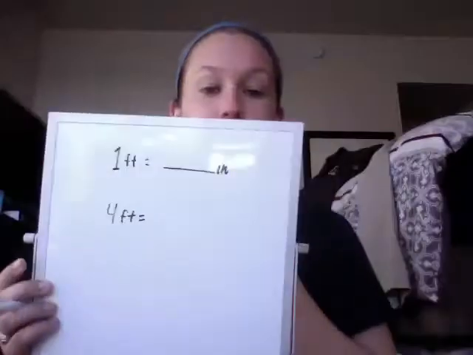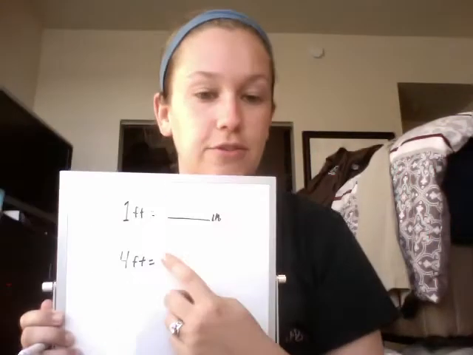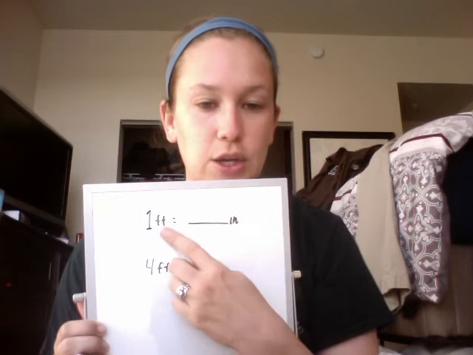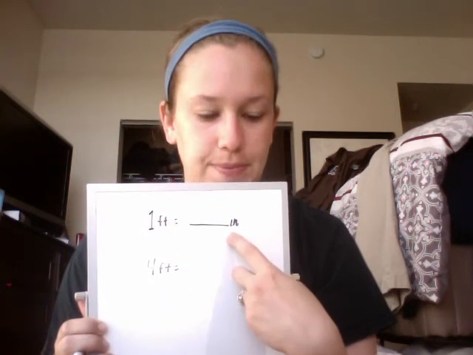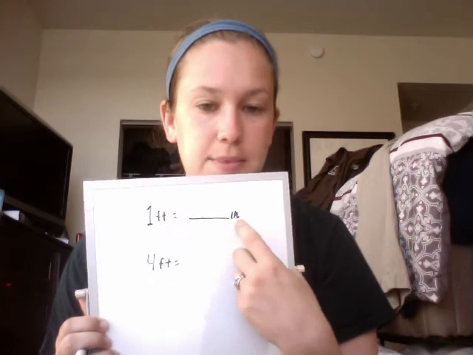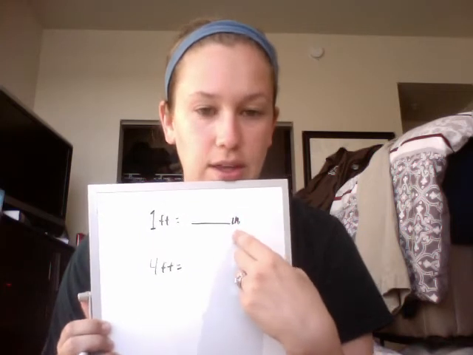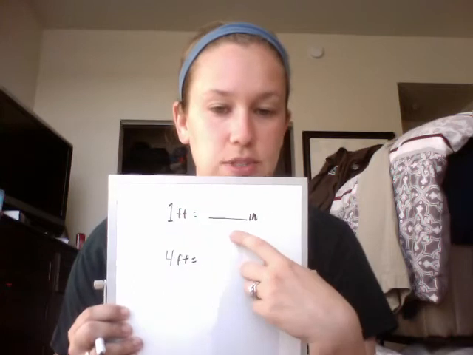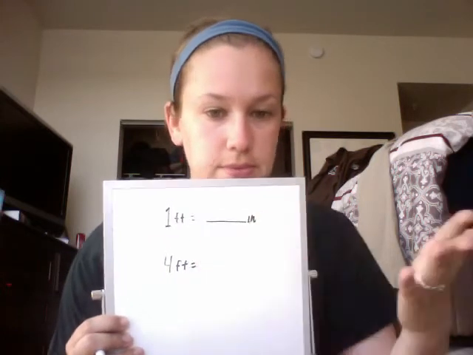Okay, so when we're going from a larger unit, so feet, 1 foot is going to be a lot more than 1 inch, right? So we're going from a larger unit, feet, to a smaller one. We're cutting up our big unit into smaller units. So we're going to figure out how many smaller units we have in one large unit. Okay? Does that make sense? 1 foot is equal to how many inches? 12, right? 12 inches.